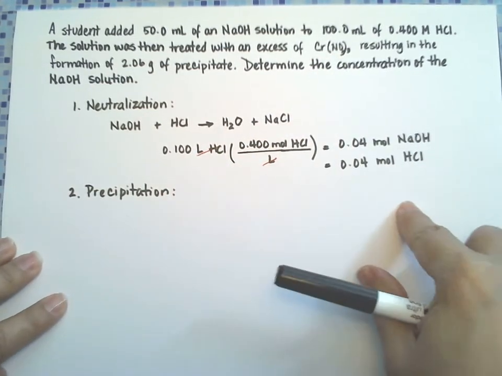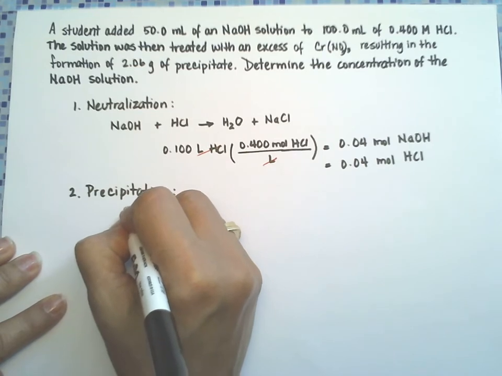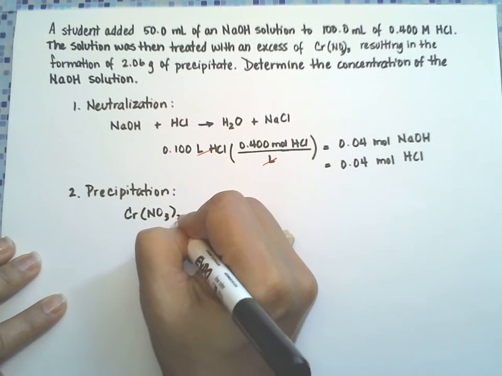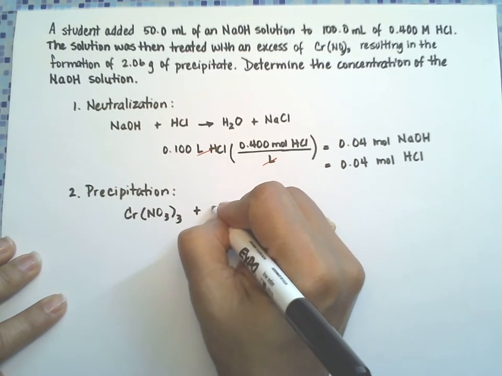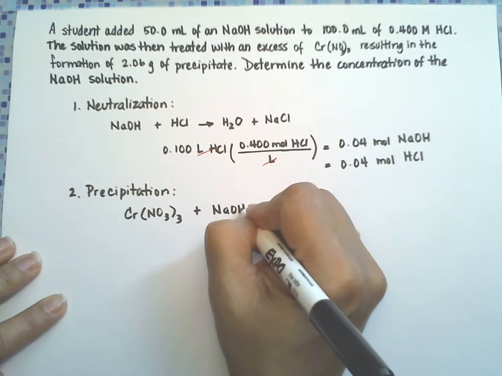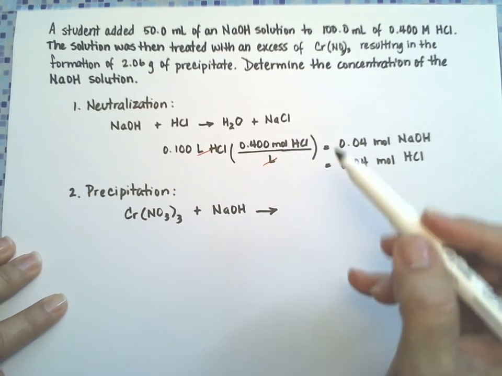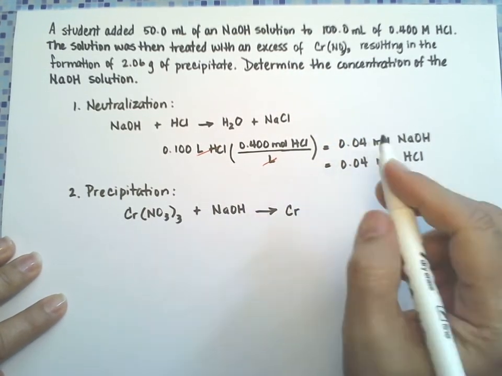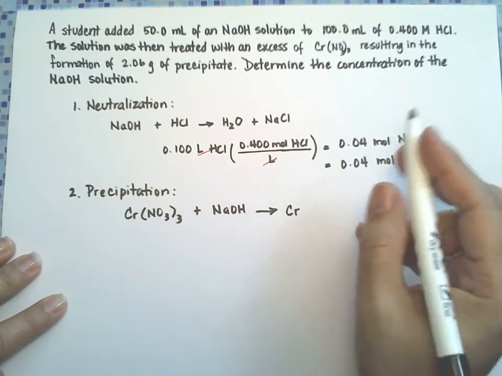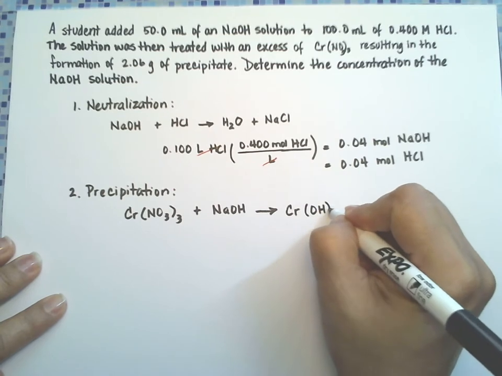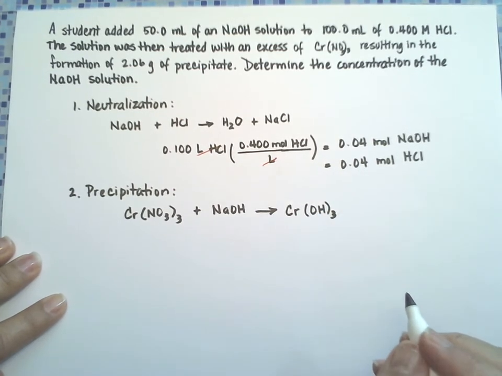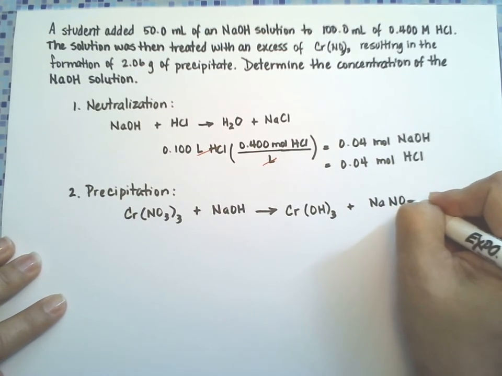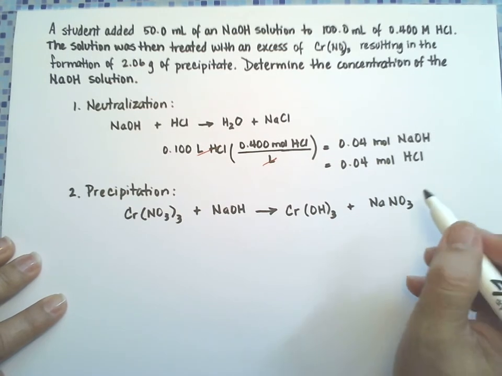So we need to actually have the equation. So we have the chromium nitrate reacting with the sodium hydroxide. And it forms a solid. The solid is going to be chromium hydroxide. And chromium is 3. We know it because it has 3 nitrates. So I'm going to need 3 hydroxides as well. And we're going to have sodium and nitrate ions. And we're going to need actually 3 of this.